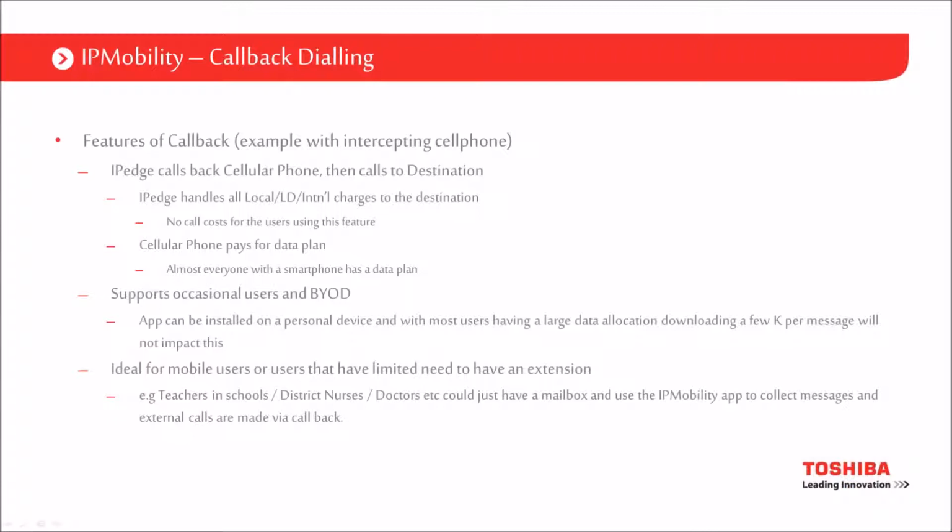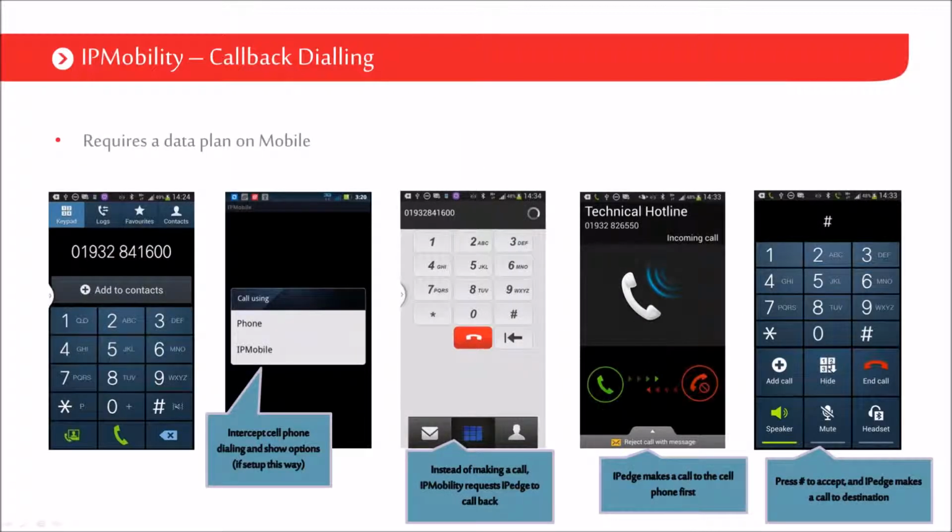So really, IP mobility is ideal for users that have limited need for an extension. They're mobile quite a bit, but they only make the odd phone call. They can pick their voicemails up through IP mobility, and then they can call back. So take a teacher in a school type scenario. That is where it could be ideal to use IP mobility, because you could actually use the teacher's own phone.